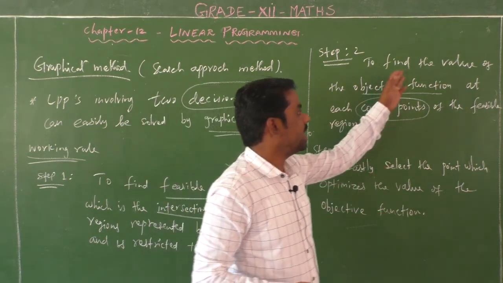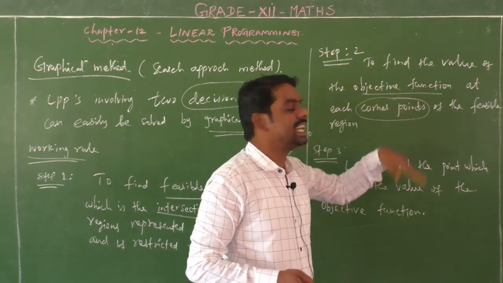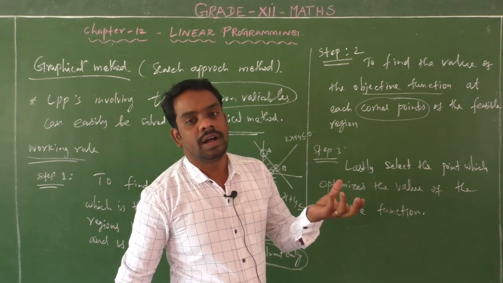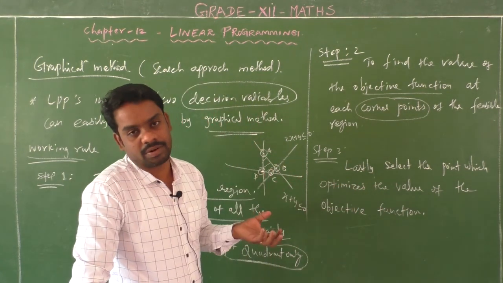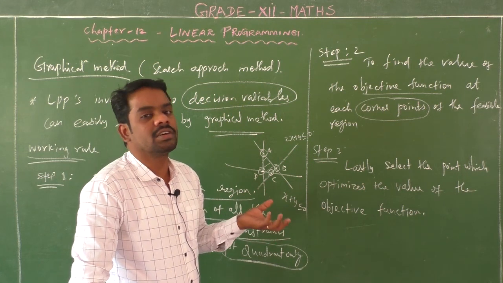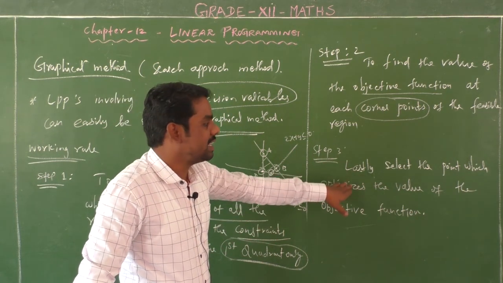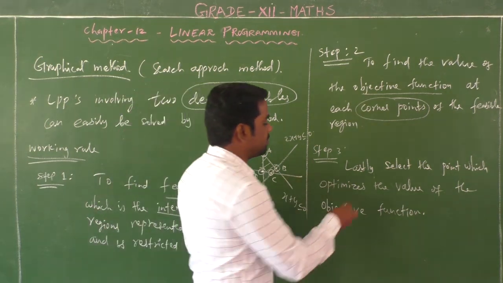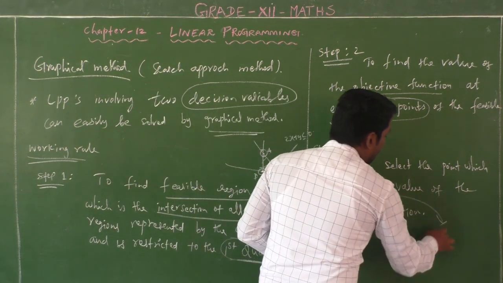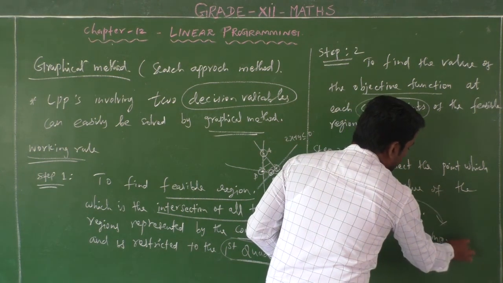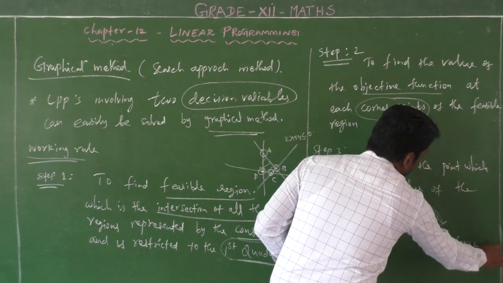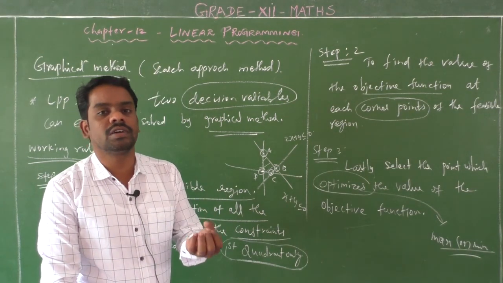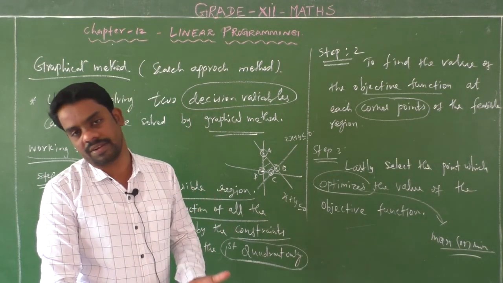Find the values of the objective function at each corner point. Each corner point we substitute and find the objective function z value. Whether z has a maximizer or a minimizer. Next, lastly select the point which optimizes the value of the objective function. Optimizes means maximum or minimum value. Whichever is asked, maximum or minimum, we find that value.